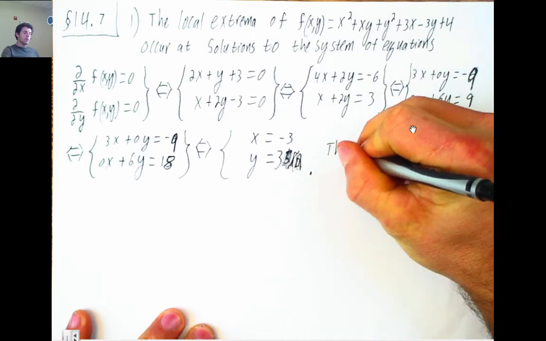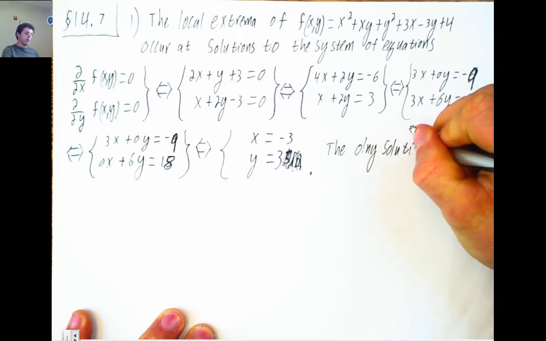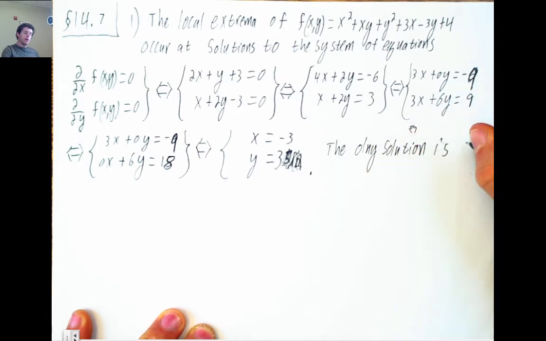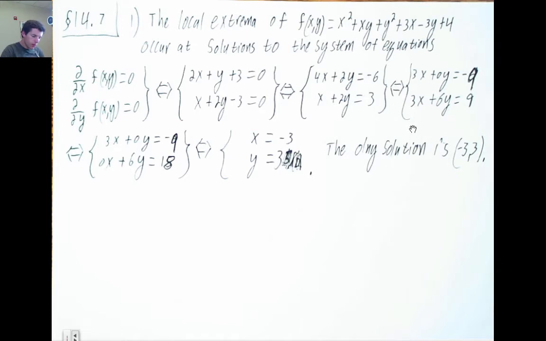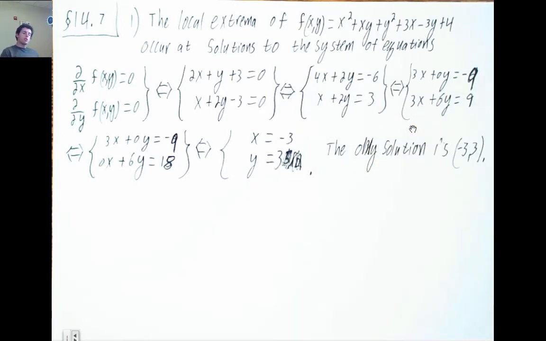The only solution to this is the point negative 3, 3. Okay, so the only solution is negative 3, 3. And I have not yet found the local extrema, because while I know that there is a local extrema here of some kind.